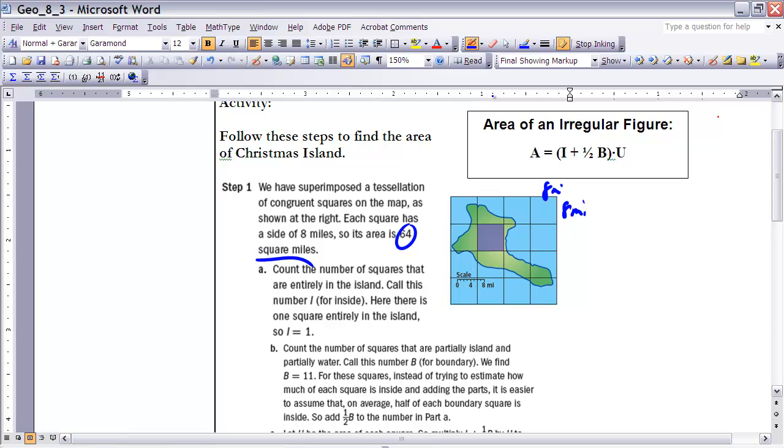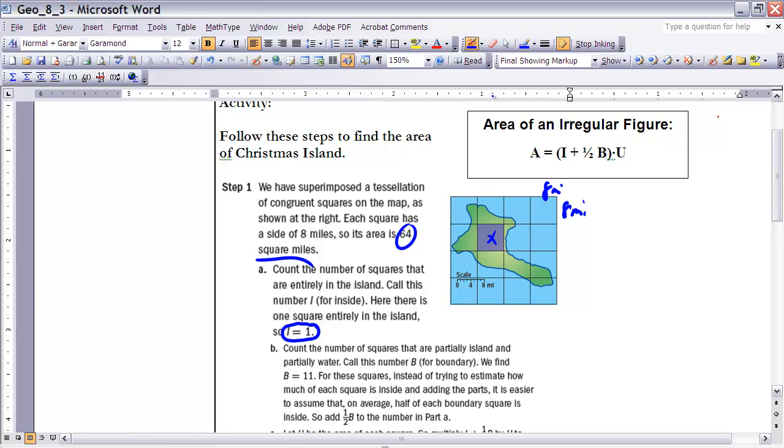Now we have this one highlighted on here, this purple one. So there's only one square that's completely covered by the island. We call that the number of inside squares. When a square is completely covered by the figure that we're trying to measure, we count it as an inside square. The second type of squares that we're going to be counting are boundary squares.